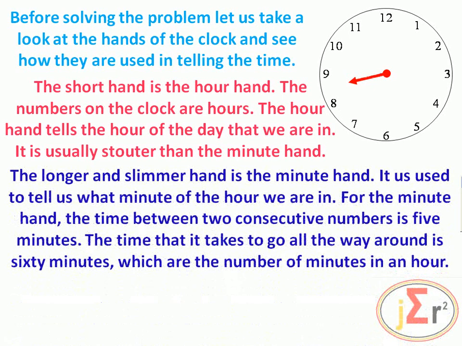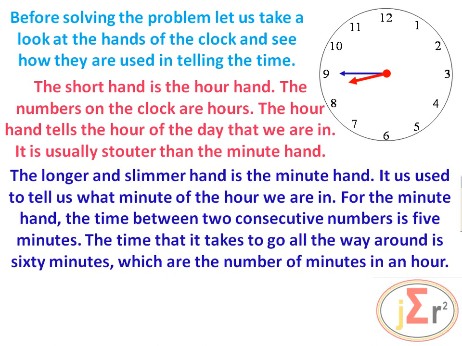The longer hand, the slimmer hand, is the minute hand. It is used to tell us what minute of the hour we are in. For the minute hand, the time between two consecutive numbers is 5 minutes. The time that it takes to go all the way around is 60 minutes, which is the number of minutes in 1 hour.